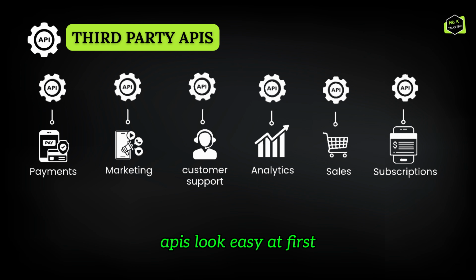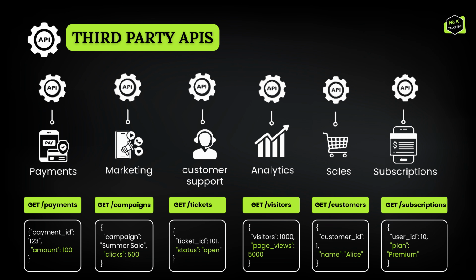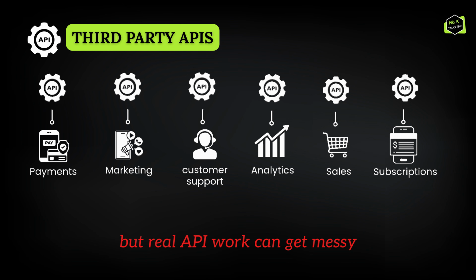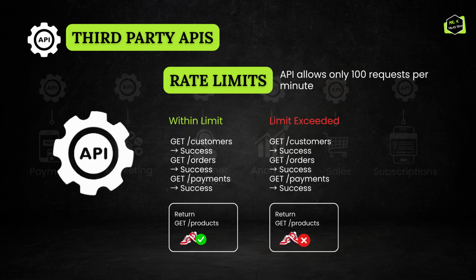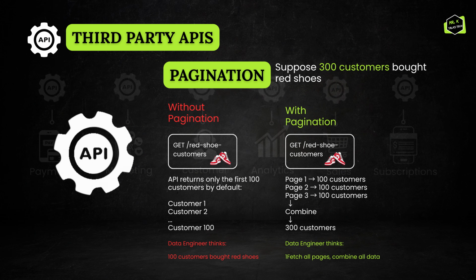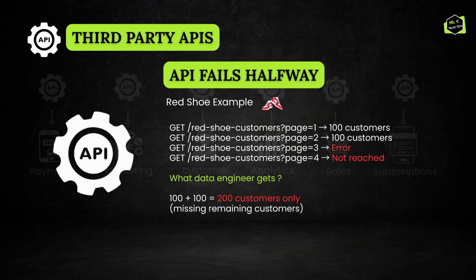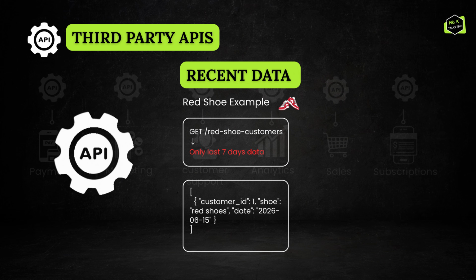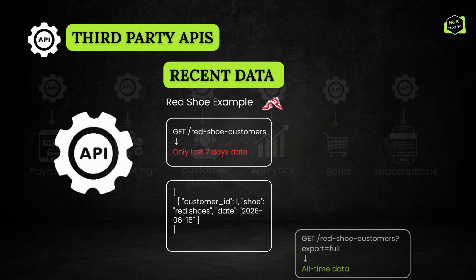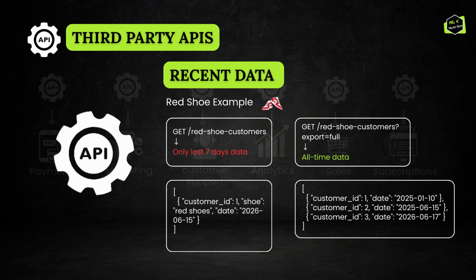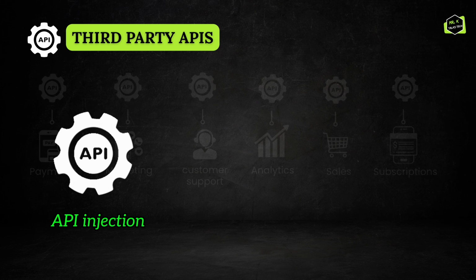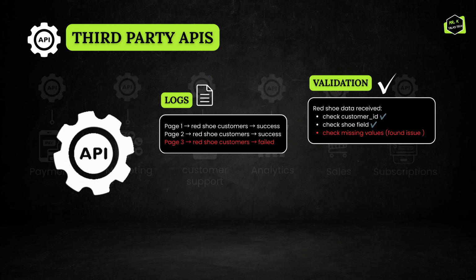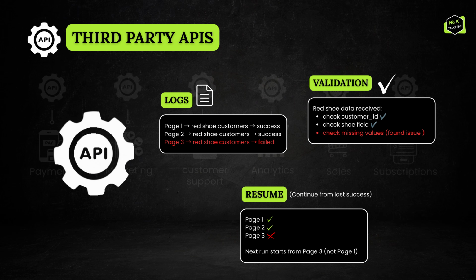APIs look easy at first because you call an endpoint and get data back, but real API work can get messy. The API may limit how many requests you can make. It may return data in pages. It may fail halfway through a job. A field may disappear without warning. Sometimes the API gives you only recent data unless you use a different export method.